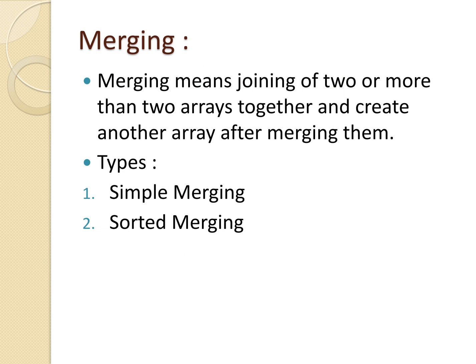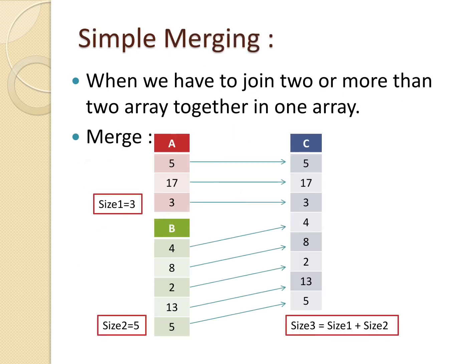In a book you only have one merging, that is simple merging. But I want to tell you about sorted merging also in this video. Simple merging means we are just concatenating two arrays together into one array. When we have to join two or more arrays together, that is simple merging.